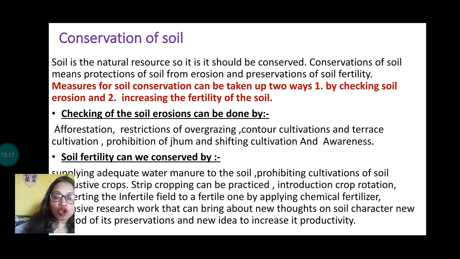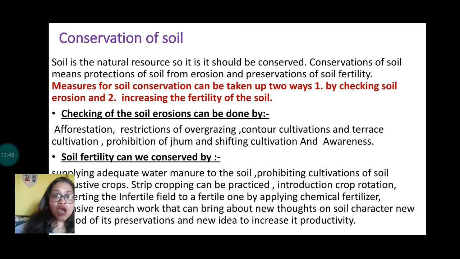By checking soil erosion, how can we do that? Number one, afforestation: we have to grow more and more plants. Number two, restriction of overgrazing. Contour cultivation and terrace farming have to be done. Jhum cultivation must be strictly prohibited, and we have to increase awareness about the conservation of the soil in our society.